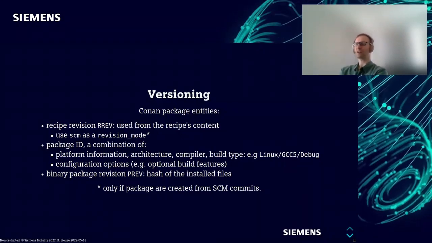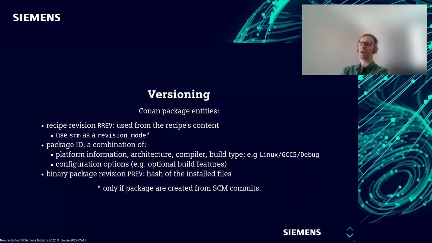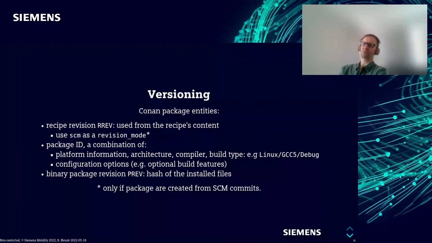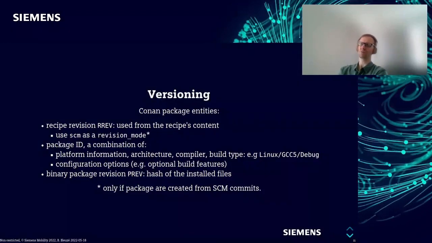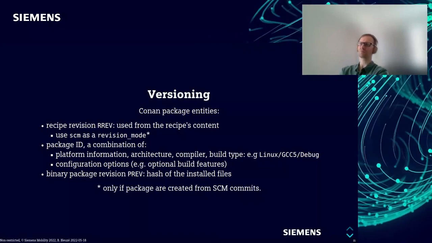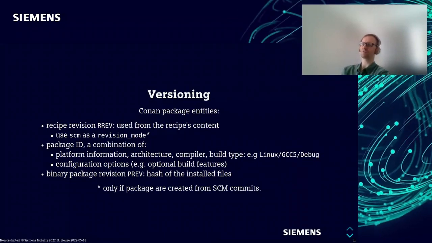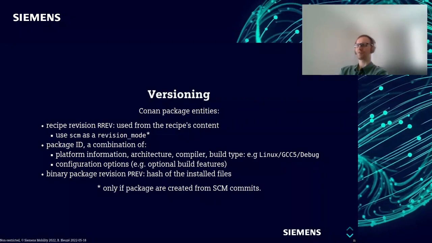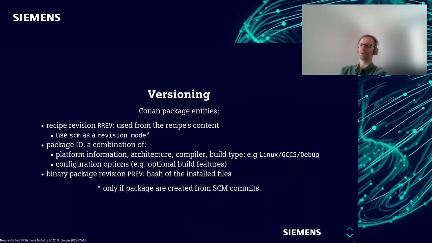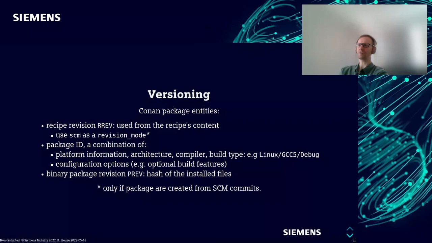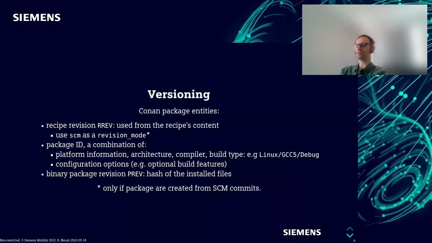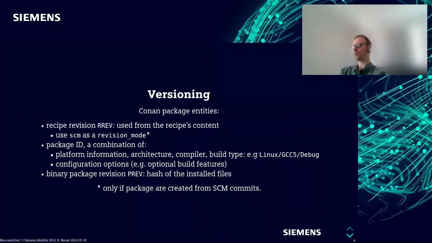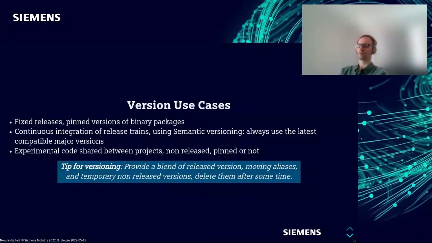And finally, you have a binary package revision, or the prev, which is simply a hash of all the installed files that you have when you install it. You would say, well, I do not need the package ID and the recipe revision to build if I have a binary package, right? Well, if I have this prev, I'm okay with it. Well, it helps you find those binary packages faster, for instance. And also, maybe sometimes you have differences in your binary package, but you don't care if they have the same package ID for some reasons. You may have configuration options that you want to ditch from your package ID, and I will show you this later.